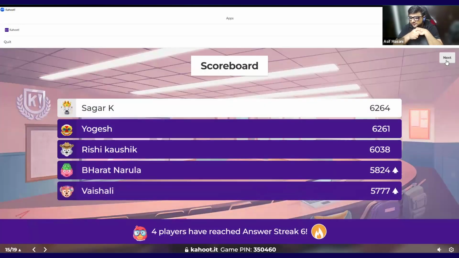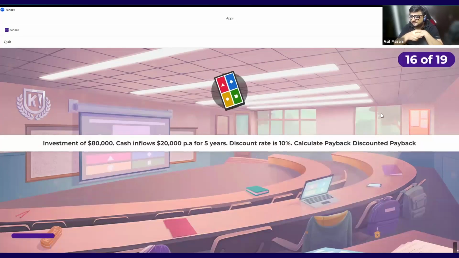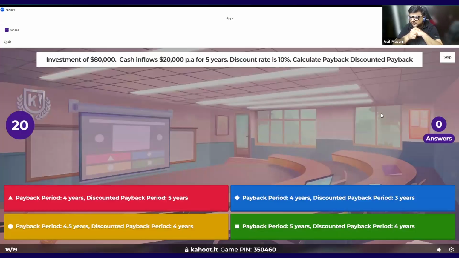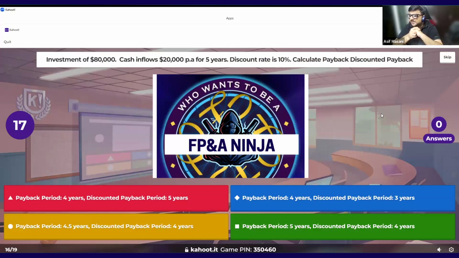I noticed some changes in the top three, and also Vaishali entering the top five. So congratulations. And we are getting closer. I think only two or three questions are remaining. So keep an eye on your mobile phone and get to the right answer. Investment of $80,000, so initial investment $80,000. Cash inflows are 20,000 every year for 5 years. Discount rate is 10%. You have to calculate the payback and the discounted payback period.